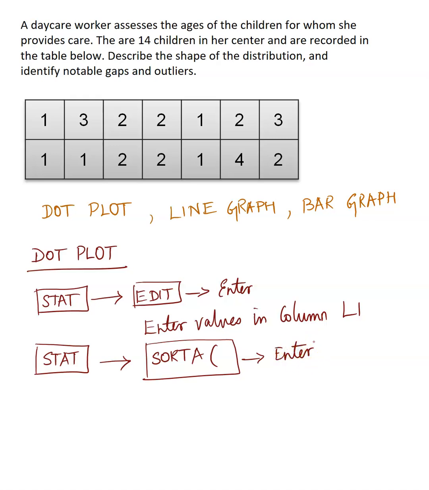you will see that it displays on your screen as sortA( and opens parentheses. So you will have to enter L1. For that, you'll have to use the second button and number 1, and then close parentheses. I've written it in blue so that those are the things you will have to type in. And then hit enter. That will modify your list so that it's in ascending order, and then go into your Stat again.